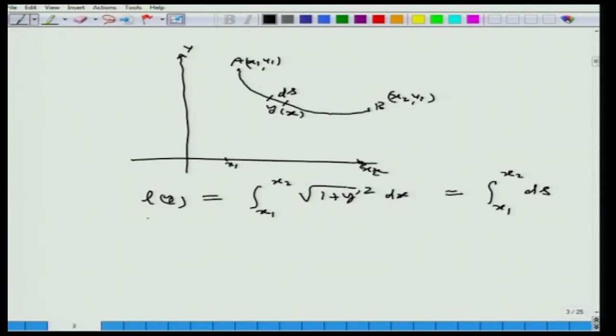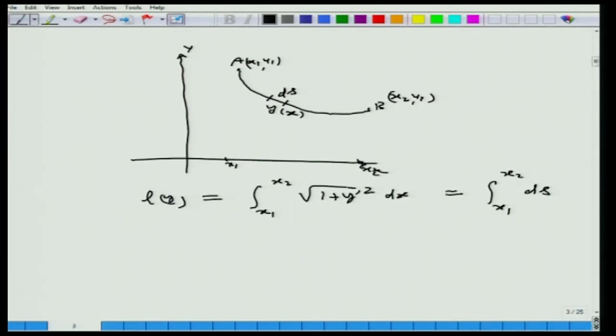So, this integral from x1 to x2 of square root of 1 plus y prime squared dx is nothing but the integral of ds, the element length, from x1 to x2. So, this gives the length of the curve y. So, this is a function of y. If we change y, then its length will change.